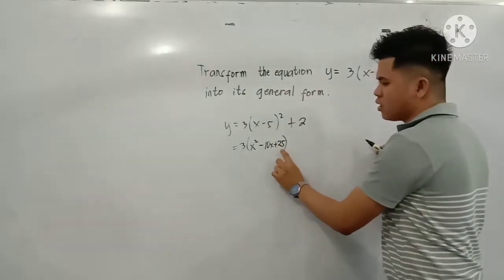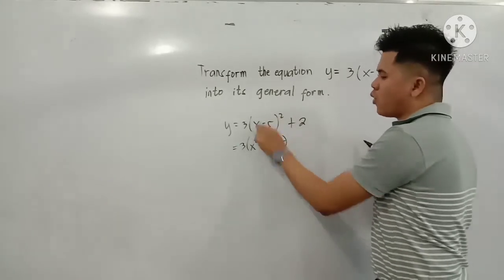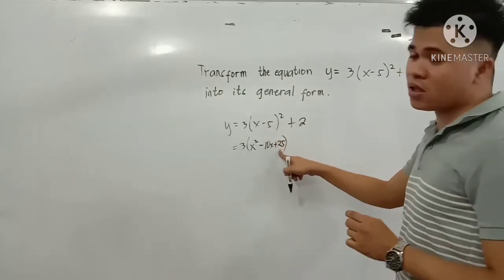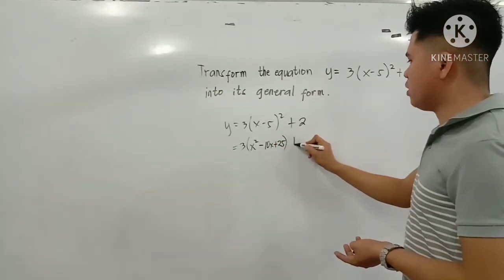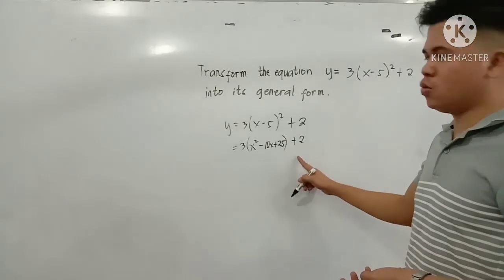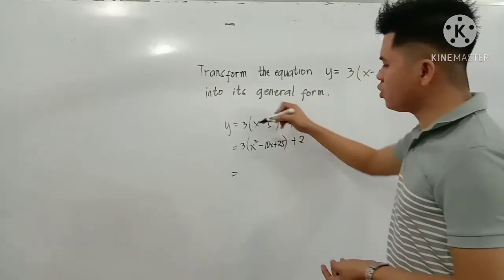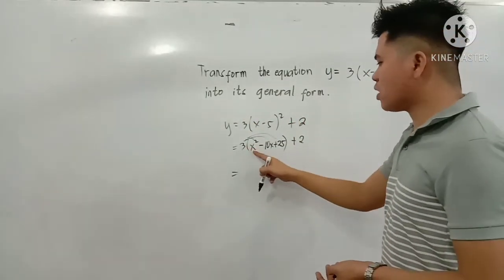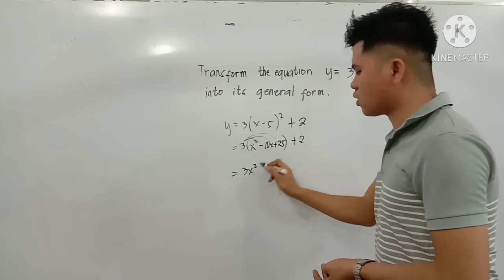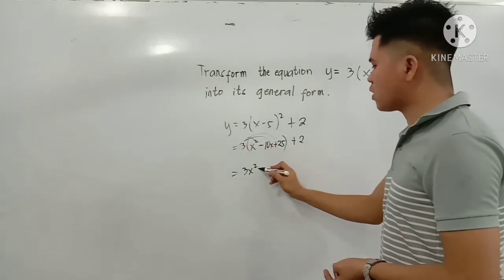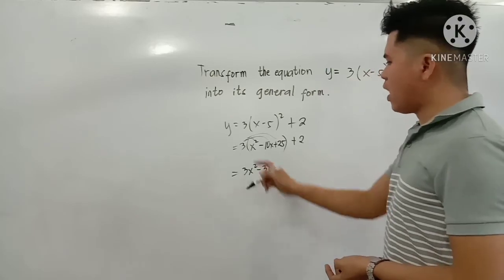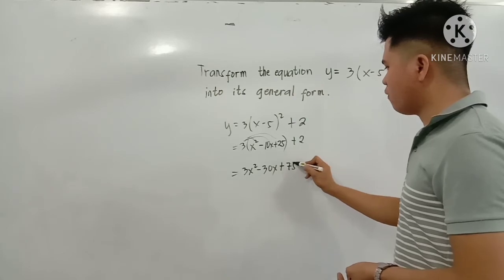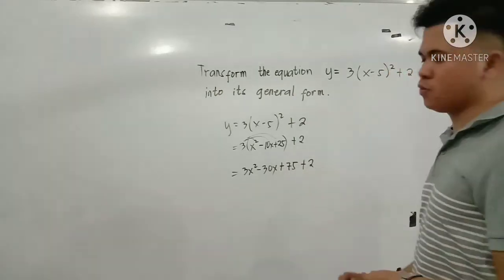Okay? The constant is simply square the constant of the binomial. Okay? Square the negative 5, and that is positive 25. And copy plus 2. Then, we have to distribute this 3 to all the terms inside the parentheses. So, 3 times x squared is 3x squared. 3 times negative 10x is negative 30x. And 3 times 25 is positive 75 plus 2.